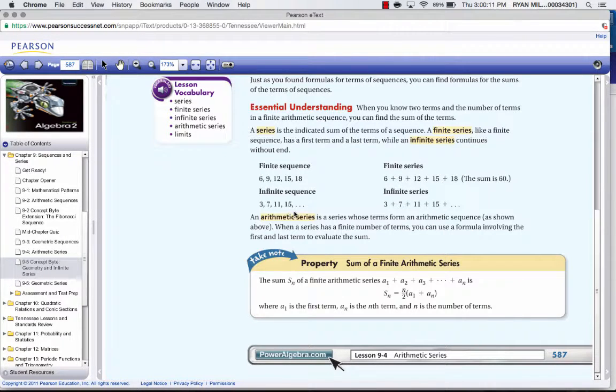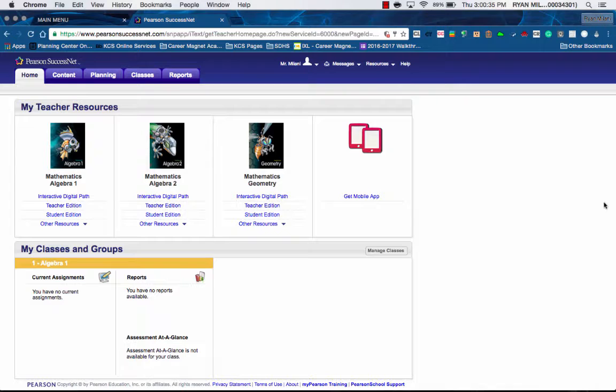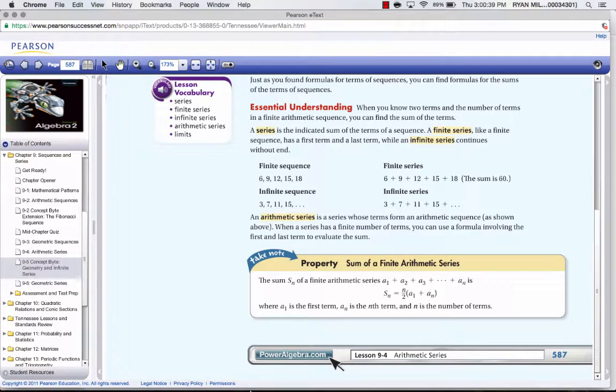We're going to get a couple formulas from this. The first is the sum of a finite arithmetic series. The sum, which we say is S sub n, the sum of n terms of a finite arithmetic series, a1 plus a2 plus a3, and so on, all the way up to the last term, is S sub n equals n over 2 times (a1 plus an). So I'm going to go down here to the bottom.